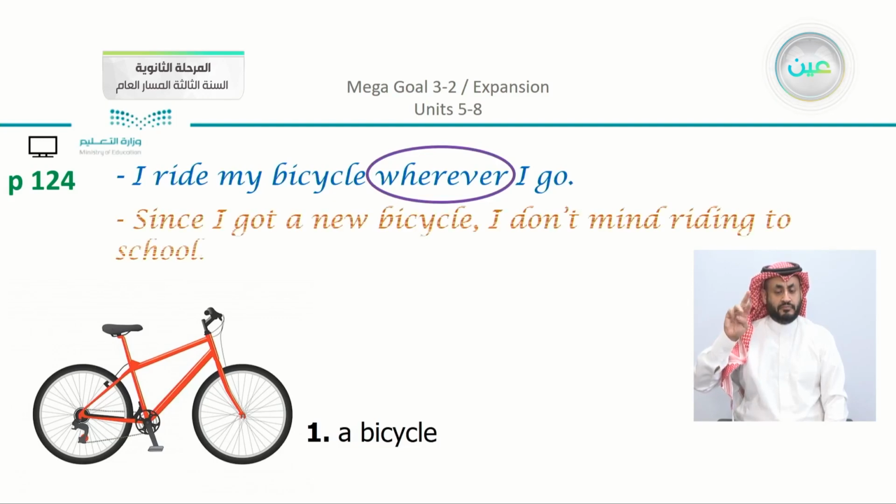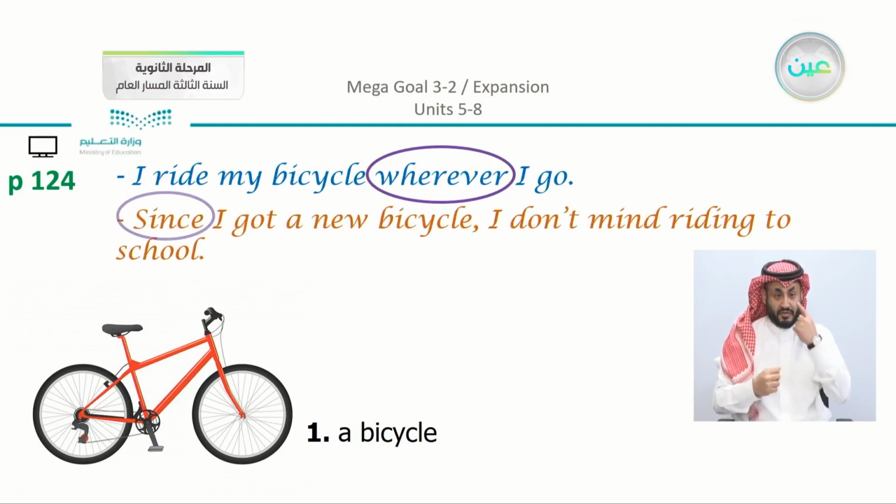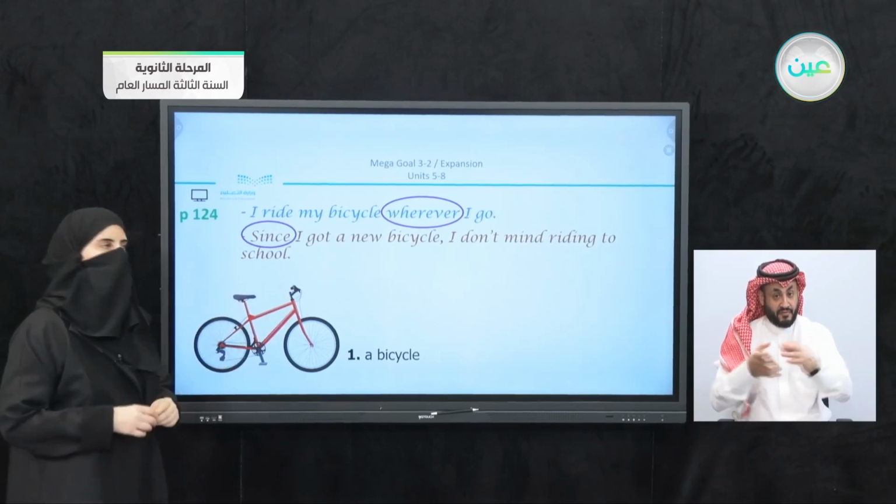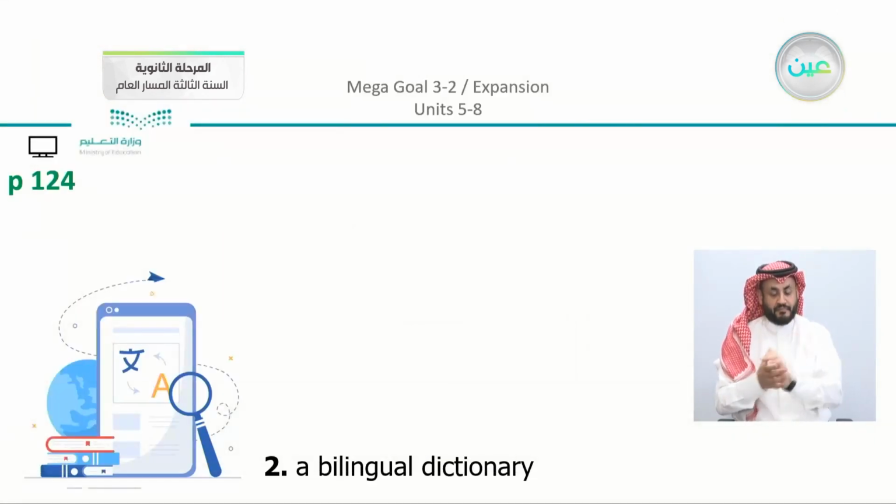Number 2, since I got a new bicycle, I don't mind riding to school. You can notice that when I use the conjunction at the very beginning, I put the comma that we have here in the sentence.